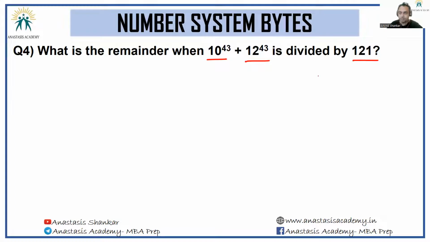Okay. Next question. What is the remainder when 10 raised per 43 plus 12 raised per 43 is divided by 121? Okay. Hopefully we can see that we can write this number as 11 minus 1 raised to the power 43 plus 12 minus 1 raised to the power 43.